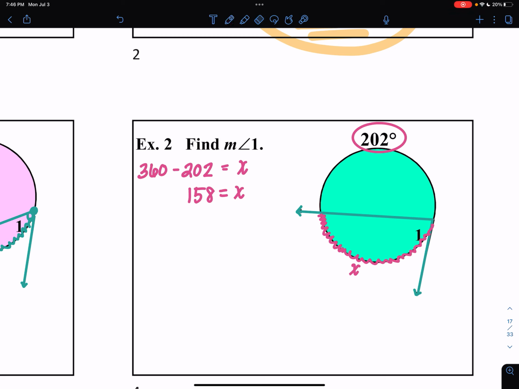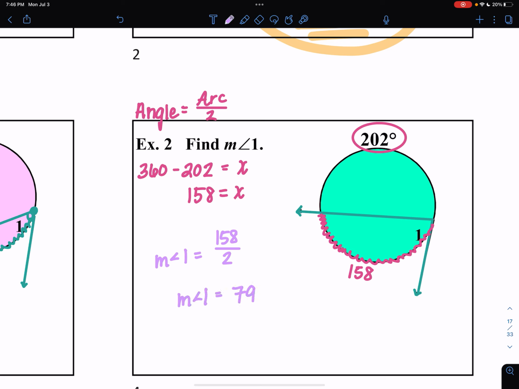That'll give me 158 for x. Now that's not my final answer. That's this arc right here. So 158. Then we know that the angle that we're looking for is equal to its arc divided by 2. So in this case, the measure of angle 1 is equal to 158 divided by 2. So the measure of angle 1 is 79. And we are good to go.